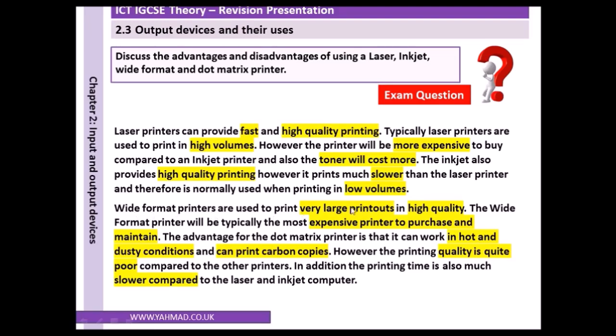Wide format printers are used to print very large printouts in high quality. The wide format printer will be typically the most expensive printer to purchase and to maintain. The advantage for the dot matrix printer is that it can work in hot and dusty conditions and can print carbon copies. However, the printing quality is quite poor compared to other printers. In addition, the printing time is also much slower compared to the laser or inkjet printer.